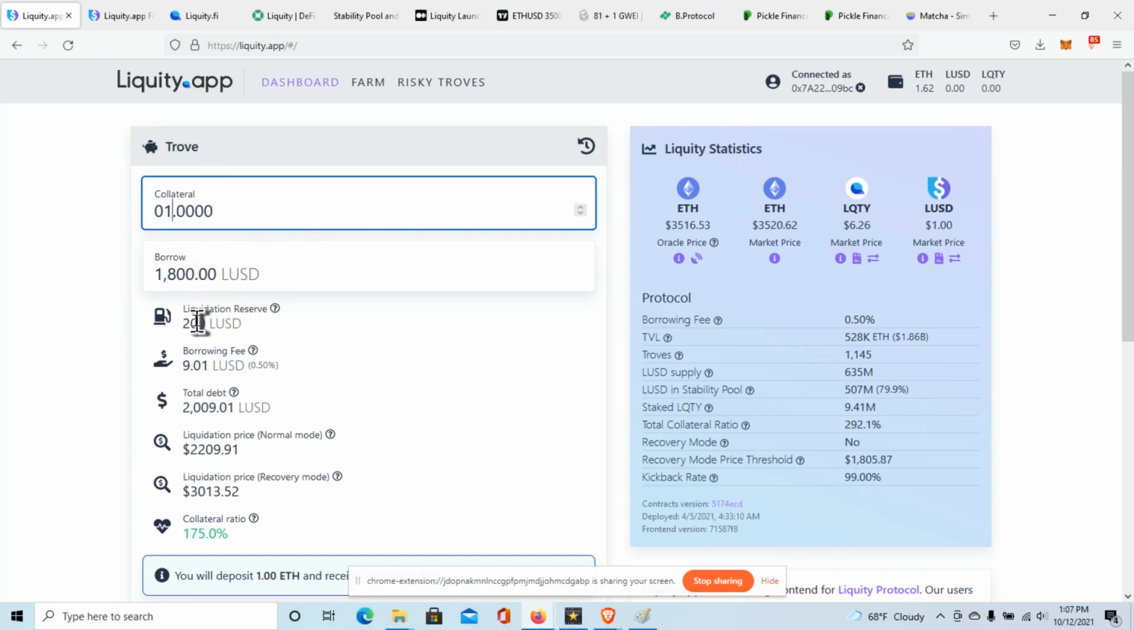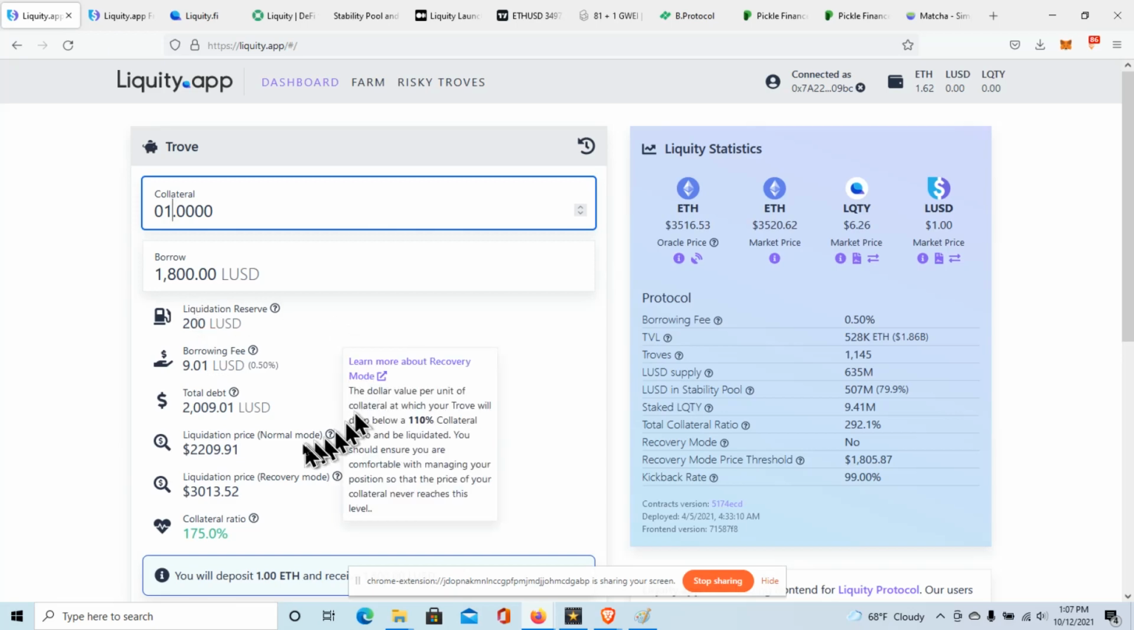The first time you borrow, they'll take a $200 LUSD reserve, and this is to subsidize the transaction costs in case your trove gets liquidated. This deposit gets returned to you if you don't get liquidated. So it's up to you. Try not to get liquidated. Okay. The borrowing fee is very low. This is 0.5%. So there's 0% annual fee and a 0.5% upfront fee. Your total debt is $2,009, but like I said, that $200 gets returned to you as long as you don't get liquidated.